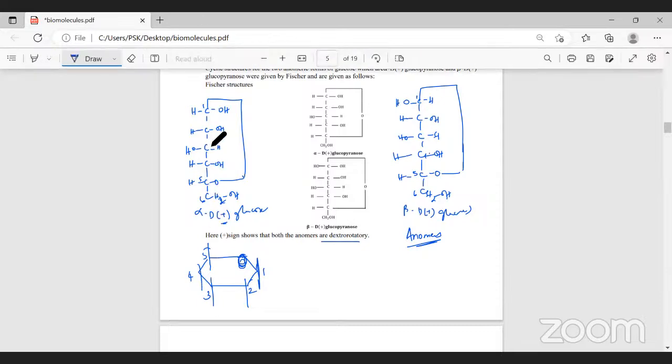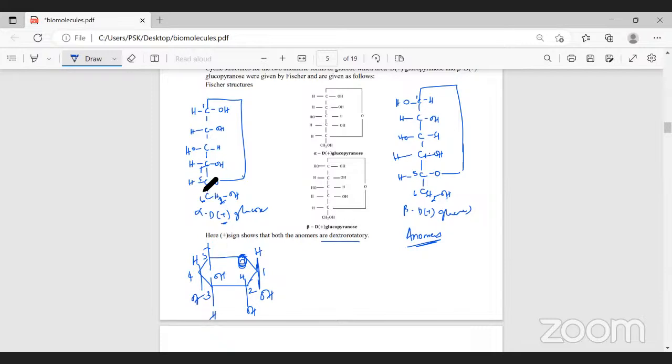Now, in order to show these H and OH groups, whatever is on the right-hand side, you will write in the lower plane. So the first carbon atom, OH is on the right-hand side, so OH and H. The second carbon atom also, OH and H. The third carbon atom, you can see hydrogen on the right-hand side, hydrogen and OH. The fourth carbon atom, OH on the right-hand side. So it will be OH and H.